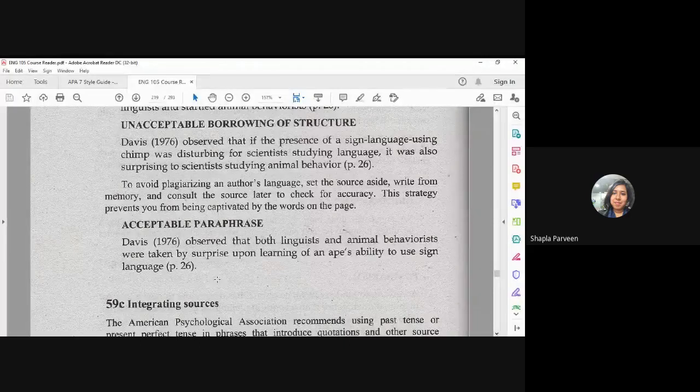So here's an example of what can be acceptable. Davies, 1976, observed that both linguists and animal behaviorists were taken by surprise upon learning of an ape's ability to use sign language. So the sentence structure has been changed, different wordings have been used, and that's why this is an acceptable form. So paraphrasing, you do need to do a lot of practice because it's very, very important. You'll be needing it when you write your research paper. So clear, everyone?